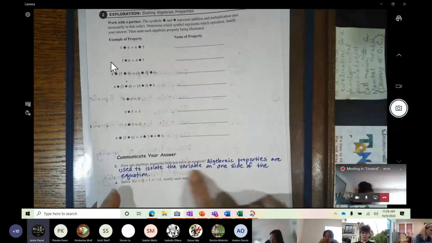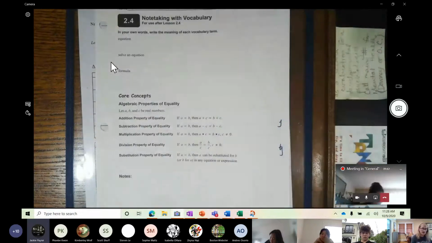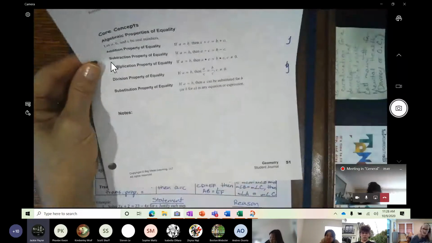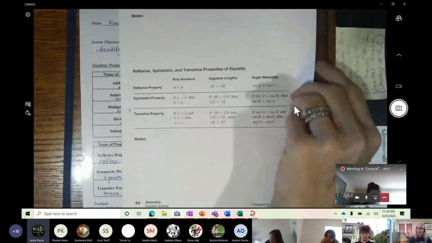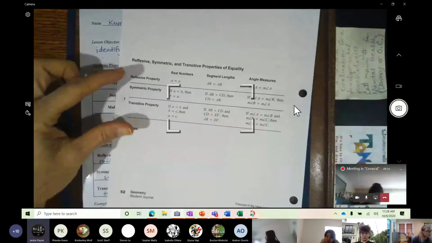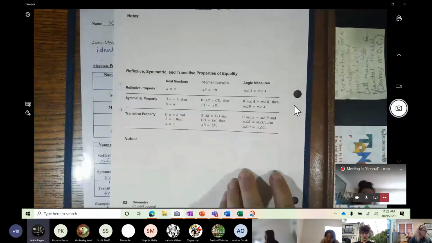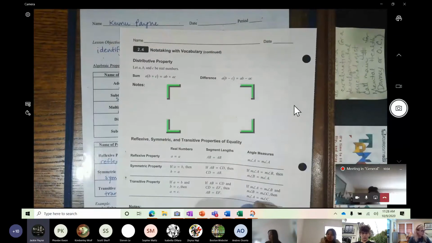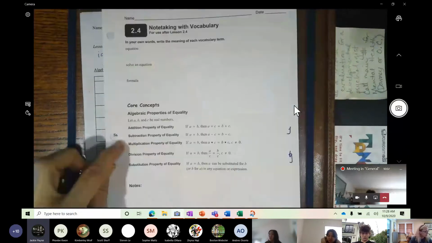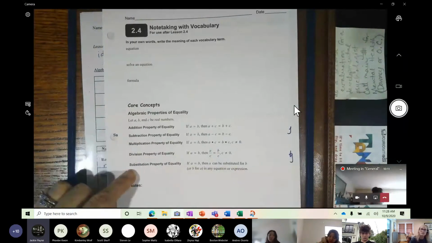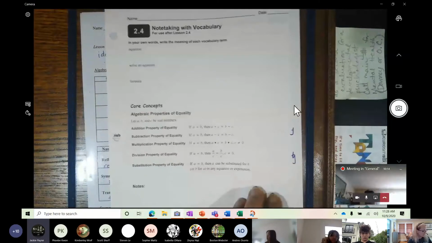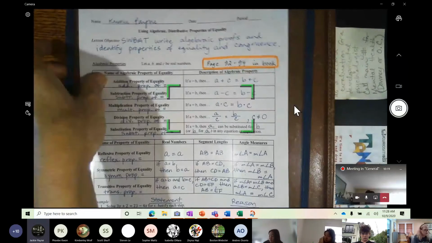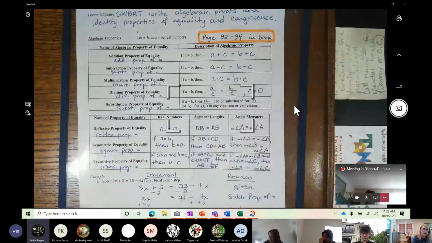Okay, algebraic properties are used to isolate the variable on one side of the equation. And I just wanted to point out, if you didn't notice this already, on pages 51 and 52 are these properties that we talked about. So not only is it reflexive, symmetric, and transitive, there's also the distributive property, which is on the notes, and addition, subtraction, multiplication, division, and substitution. So, if for some reason you don't remember where the notes are, you took these yesterday with these examples. You can also look in the book on those pages.